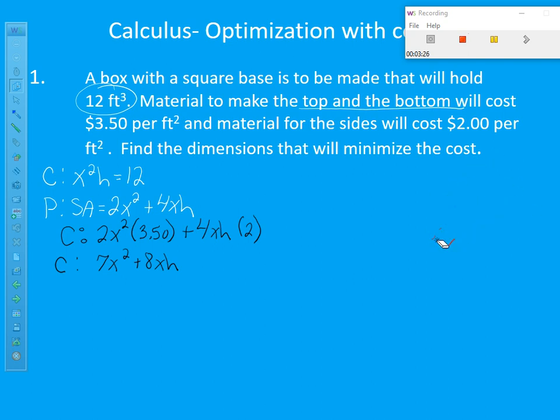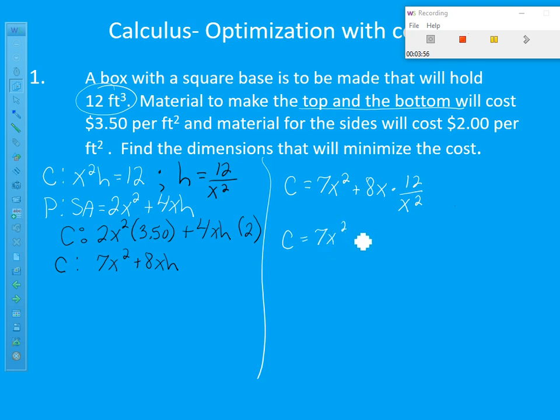Now, the steps are just like what we did the other day. Come up and solve your constraint equation for some variable. Of course, I'm going to pick h. Into our cost equation, I'm going to sub h in, so I've got 7x squared plus 8 times x times 12 over x squared, just like we did last class. Let's simplify. So I've got 7x squared plus 96 over x.